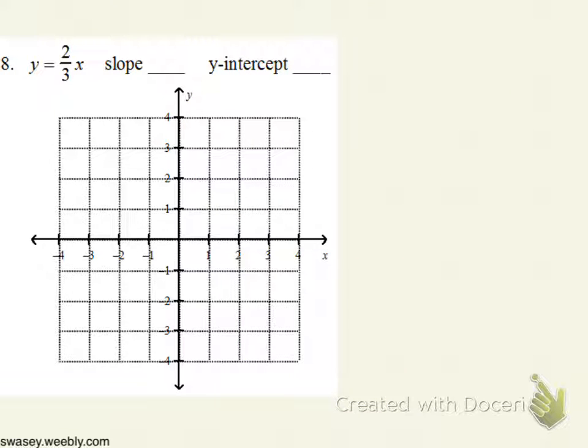Now this one we see both x and y, so we can look at it and tell that the slope is 2/3. Now the y-intercept is 0. If you don't see a number out, a constant out to the side, it's 0. So start at the origin and then go up 2 to the right 3. You can also go down 2 to the left 3.